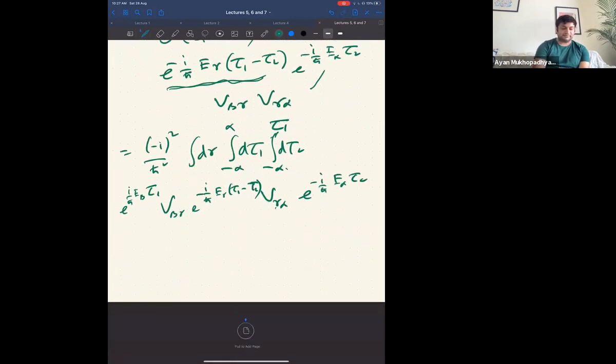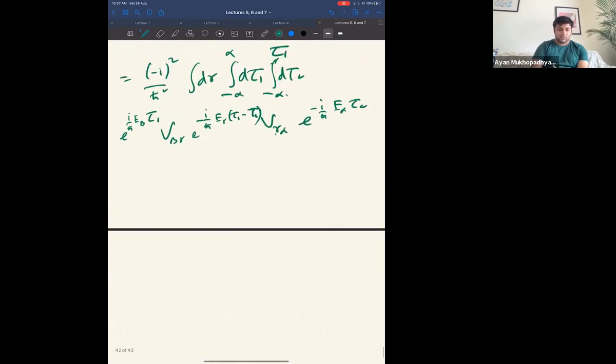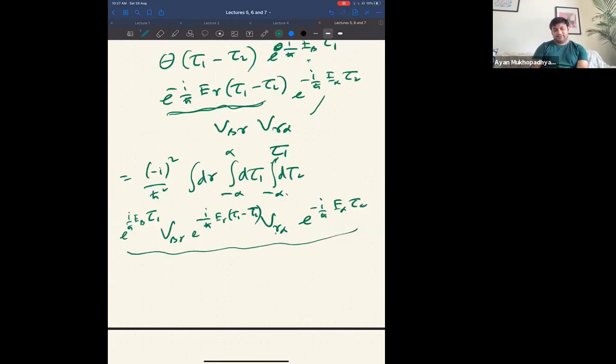Now, what do you see here? Now, what is this object? So you see that this object is nothing but, so first I write V_{β0}(τ_2), and let me write also the matrix element. So this V_{γα}, this object is nothing but V_{γα}(τ_2), right? This is a matrix element of this object.